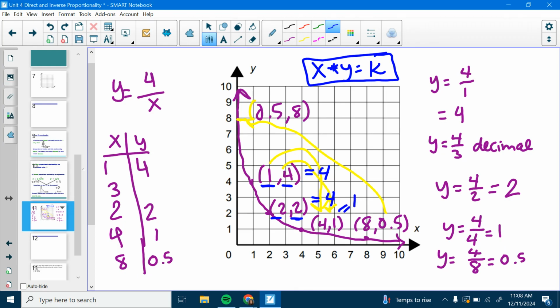4 times 1 equals 4. 8 times a half equals 4. A half times 8 equals 4. Okay, so really cool properties of inverses.